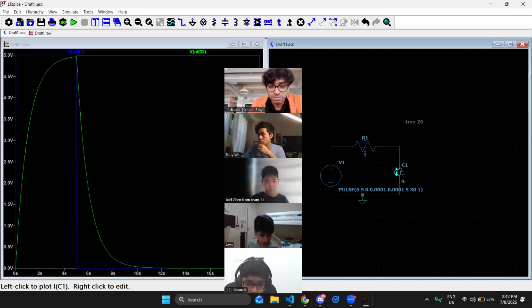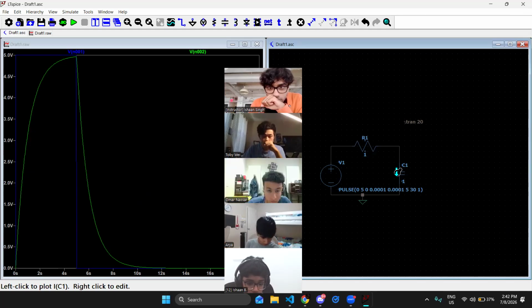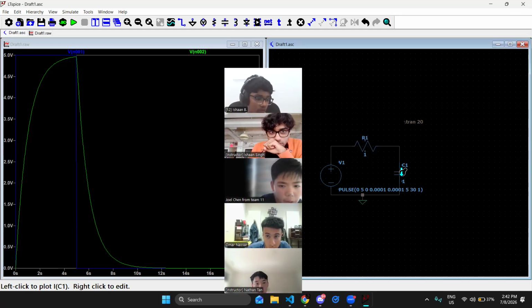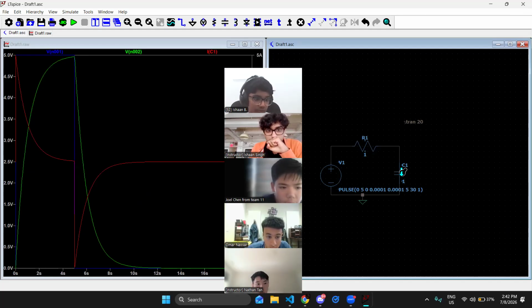What about the current? When I plot the current through the capacitor, what's that going to look like? A spike. It'll quickly go up and also quickly go down. No, it would still be smooth. It would still be kind of smooth. So it does quickly go up. It instantly changes, and then slowly goes down.